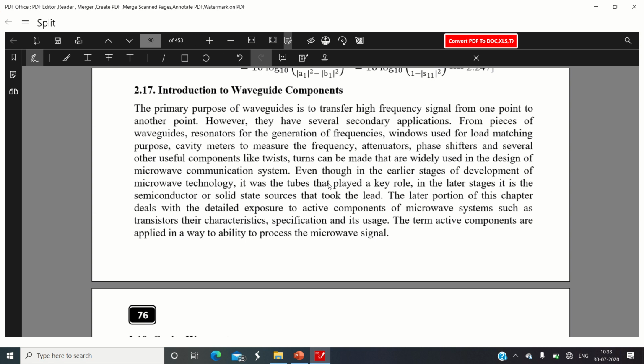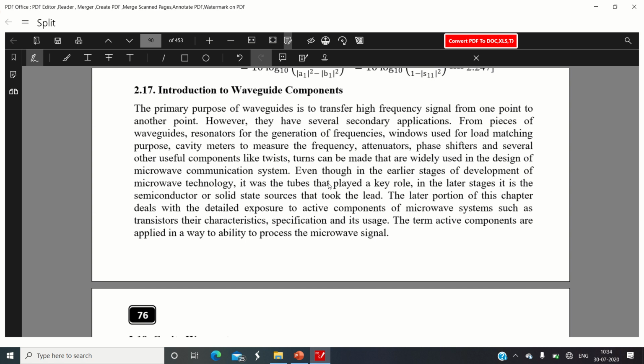Okay, but shall we use waveguide for this particular operation only? The answer is no. The waveguides are not only used to transfer a microwave signal from one end to another end, but the waveguides can also be used to construct certain specific devices. Almost all these devices are passive devices, and these devices are based on waveguides. Okay, and these devices one by one we are going to study now.